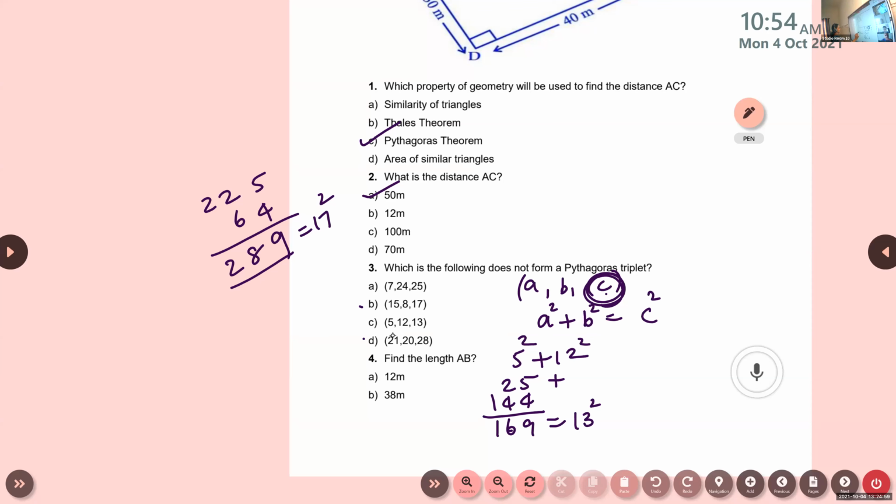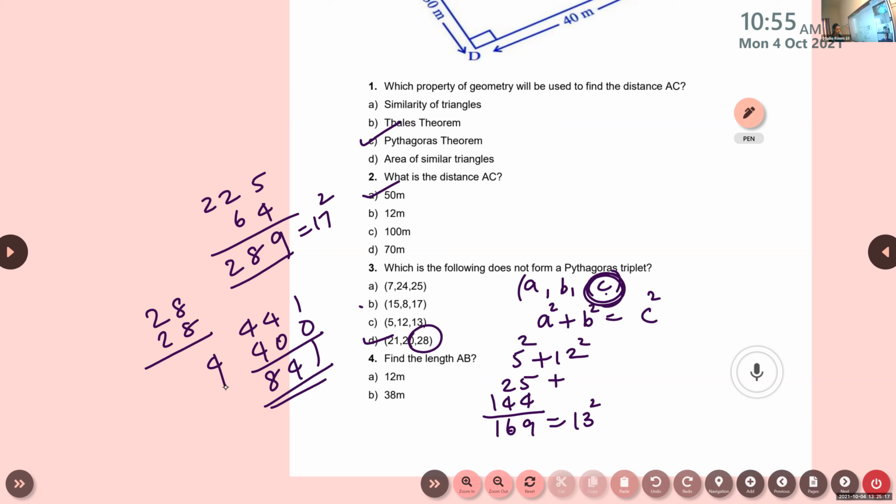D. 21 square is 441. 20 square is 400. It is 841. What is 28 square? You'll not get it, isn't it? 28 square means 28 into 28. It should end with 4, isn't it? When you square it, 8 8s are 64. It should end with 4. But here it is not ending with 4. The option D is correct. In all the rest of the cases, you will get a Pythagorean triplet.